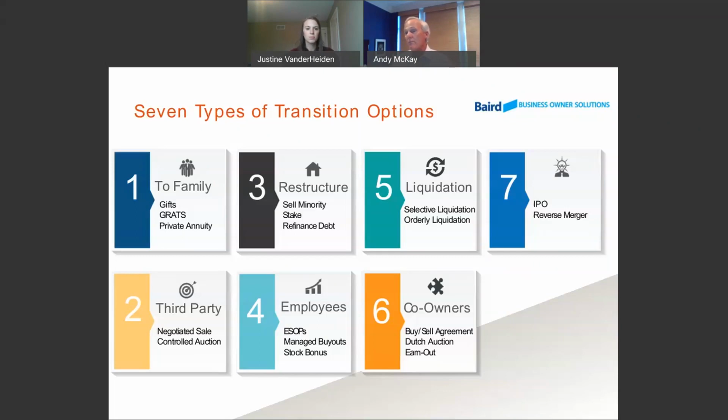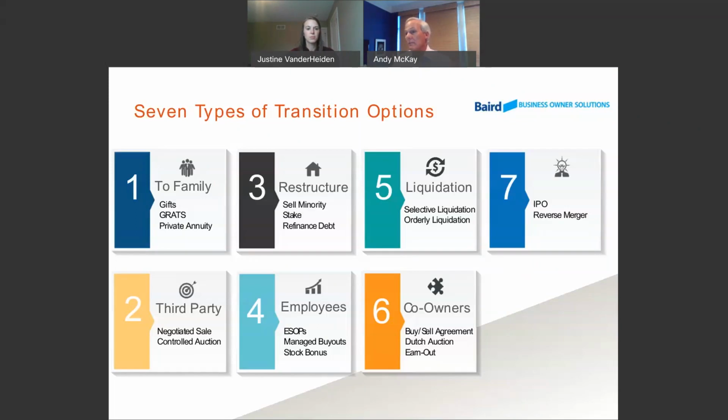A third party, that would be your typical private equity firm or strategic buyer. Third, you can sometimes restructure or refinance the business to pull out value or re-leverage the business, or even sell a minority stake. So that would be another option.